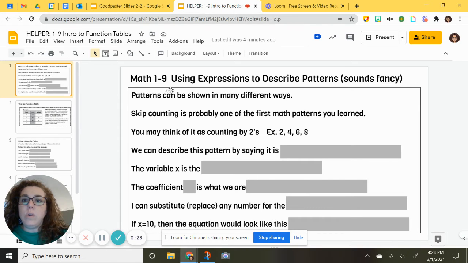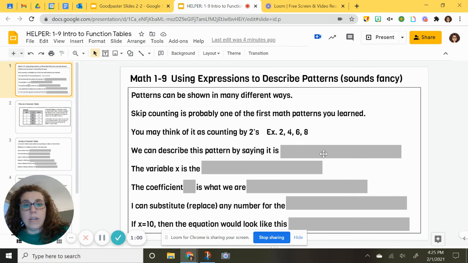So our topic is Math 1-9, and it's called Using Expressions to Describe Patterns. And I just said here it sounds fancy. It's really not that fancy. It's talking about patterns. So patterns can be shown in many different ways. Skip counting is probably one of the first math patterns you learned. You may think of it as counting by twos, and here I just gave you an example. 2, 4, 6, 8. So that is a counting by twos pattern.